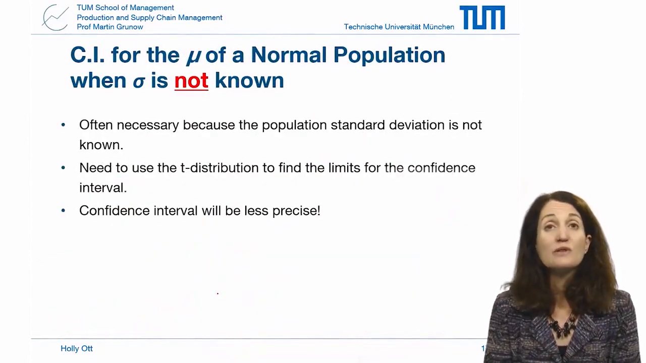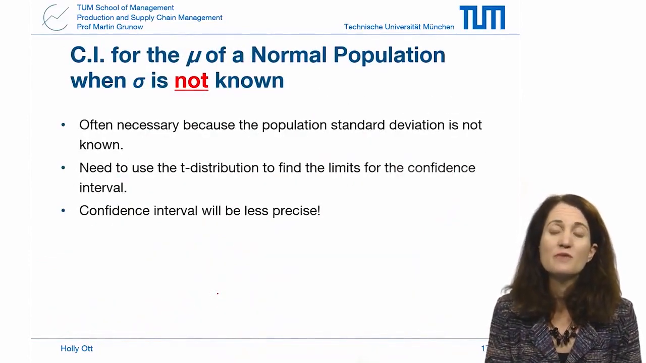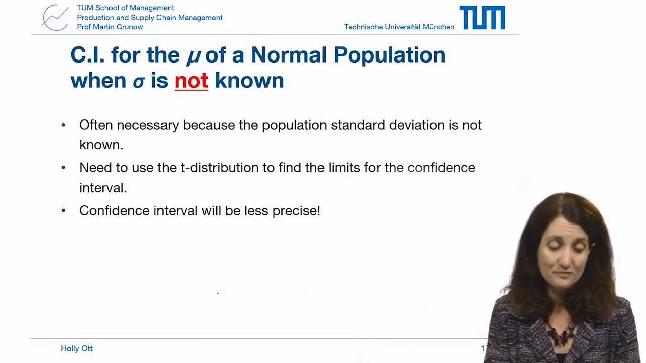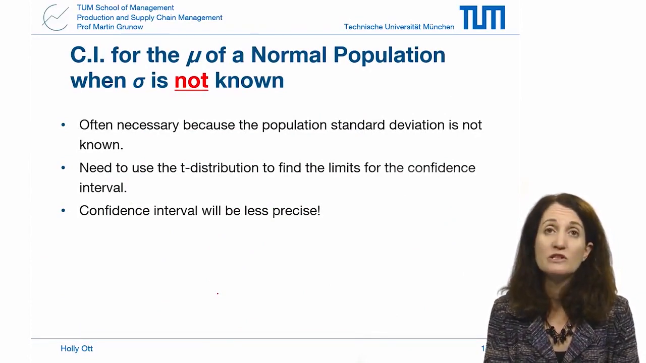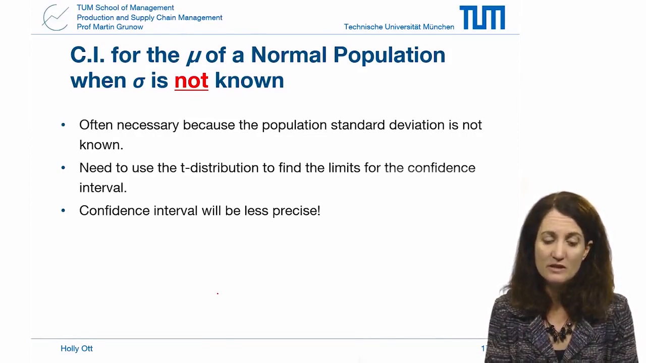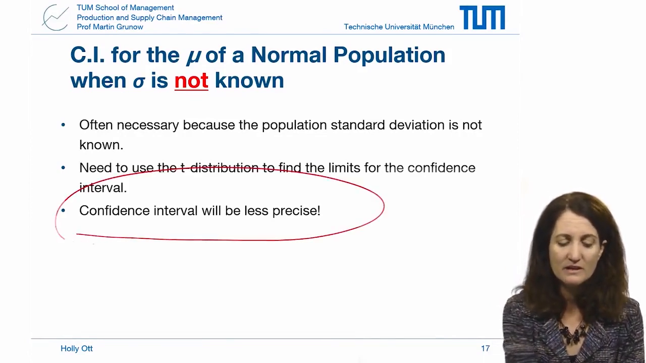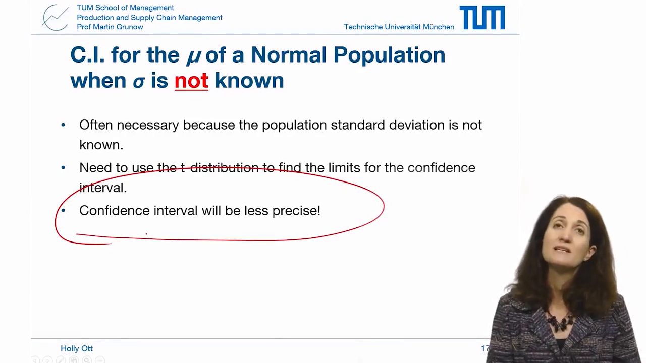So why do we do this? Well, it's often necessary because the population standard deviation is not known. And then we're going to need to use a t-distribution to find the limits for the confidence interval. The main takeaway here is the confidence interval will be less precise.